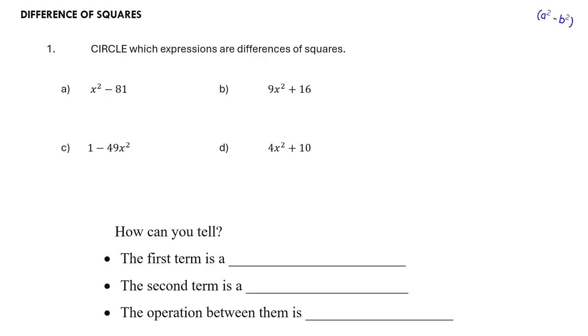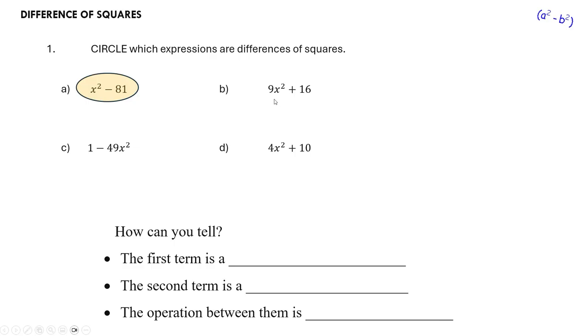Question 1 asks us to look at these expressions and circle the ones that are a difference of squares. So here we have A. We look at the first term here, x squared is a perfect square. 81 is a perfect square. We can take the square root of this and get a nice even number. And it is separated by a negative sign. So this is a difference of squares.